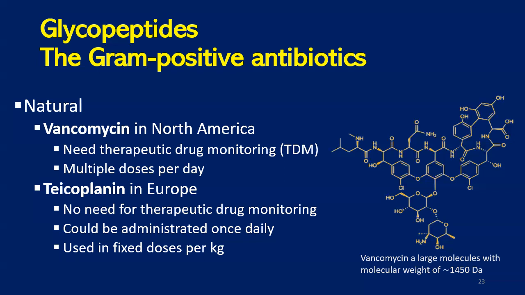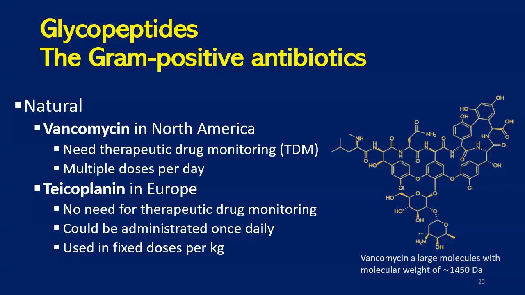Because vancomycin is one of the agents with a narrow therapeutic index, and agents with a narrow therapeutic index are candidates for TDM. Vancomycin is used in multiple doses per day, so you're always going to find patients receiving 2 or 3 doses per day. On the other hand, teicoplanin doesn't require TDM. It could be dosed on the patient's actual weight, and could be given once daily.